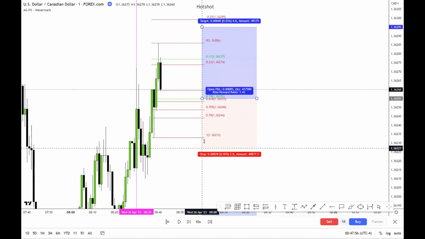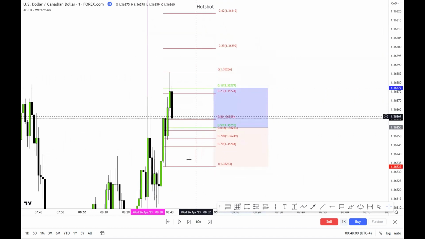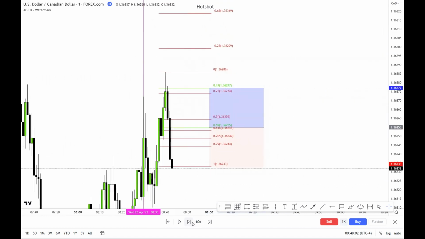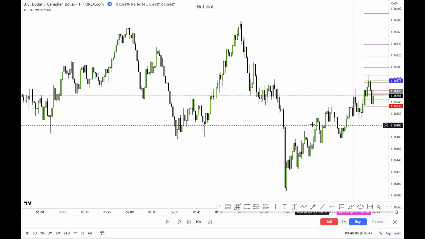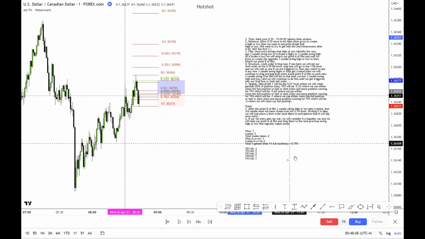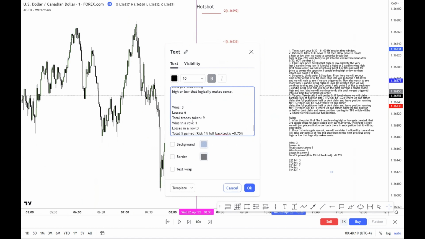Boom. Boom. The profit one will be here. We'll see if we get triggered in. We're in and we got stopped out. Okay. So that's another loss. And that's totally fine by me. 6 losses so far. Total trades taken are 9. 0.25%.